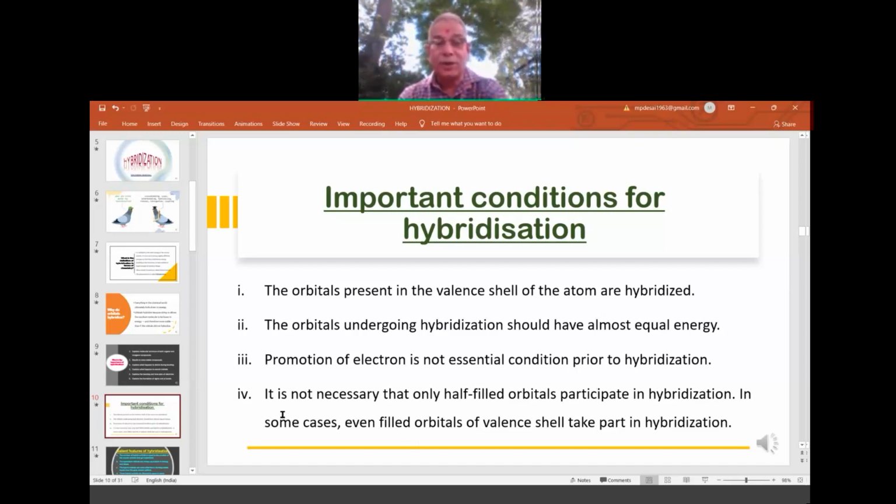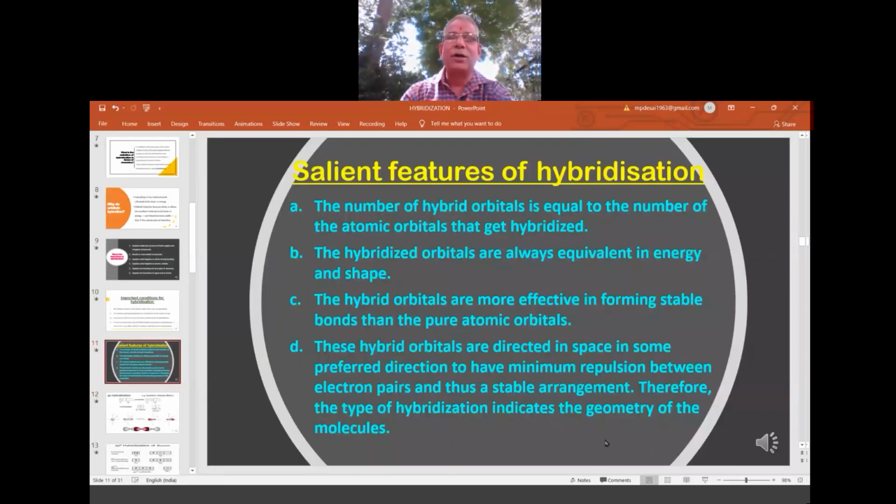And the fourth and final condition is what? It is not necessary that only half-filled orbitals participate in hybridization. In some cases, even filled orbitals of the valence shell take part in hybridization. So what is half-filled? Unpaired. So the same point he is saying in a different way. Not only the half-filled orbitals will take part in the hybridization, even filled ones also. So filled ones are converted into half-filled, unpaired, single. Then we go for the hybridization. All these are very beautiful conditions of hybridization.